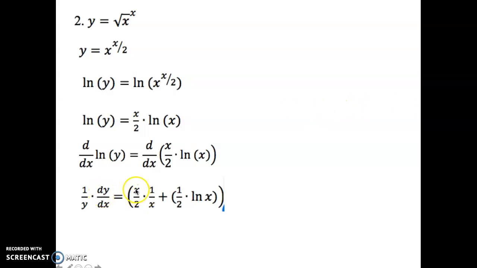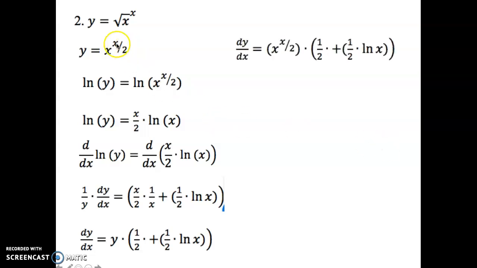Here you can notice in this one I can simplify these x's and multiply both sides by y. So I get dy/dx equals 1/2 plus 1/2 times the natural log of x. And then lastly, putting y back in there, here is my derivative.